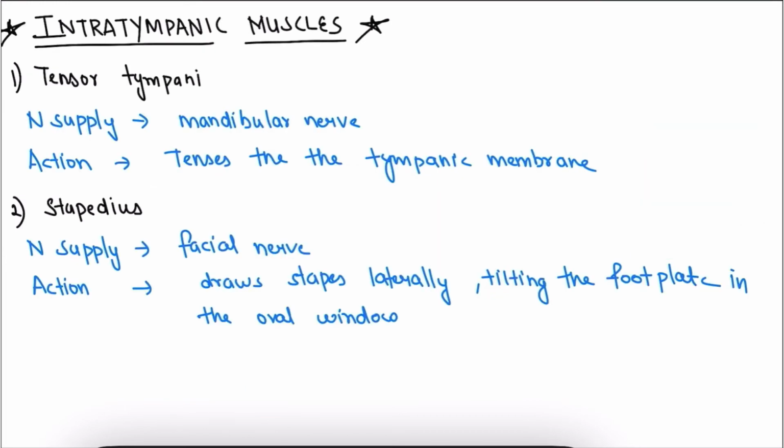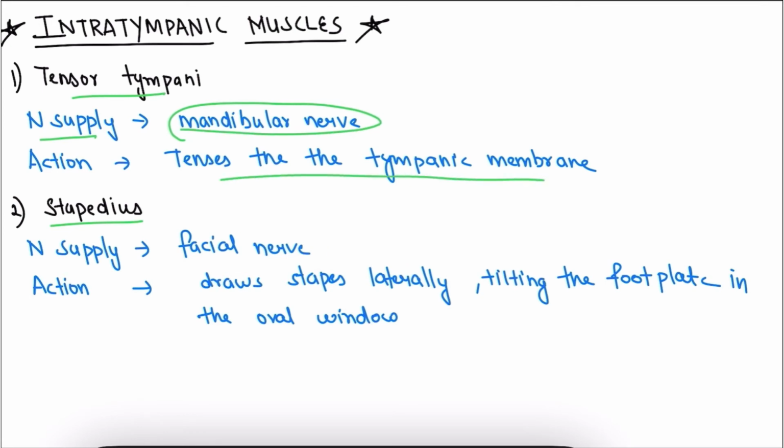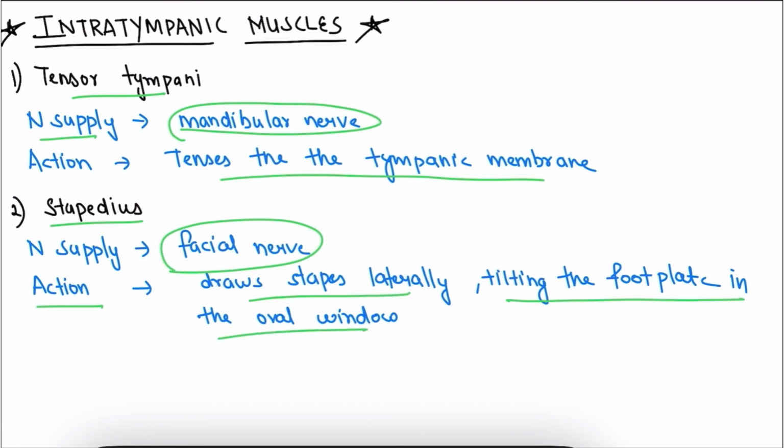Now coming to the intratympanic muscles, there are 2 muscles present. The first one is tensor tympani and the second one is stapedius. The other points we have to remember: the nerve supply for tensor tympani is the mandibular nerve, and the action is that it tenses the tympanic membrane. The name itself says it, tensor tympani tenses the tympanic membrane. The second one is stapedius. The nerve supply for stapedius is the facial nerve, and the action is that it draws the stapes laterally, tilting the foot plate in the oval window.